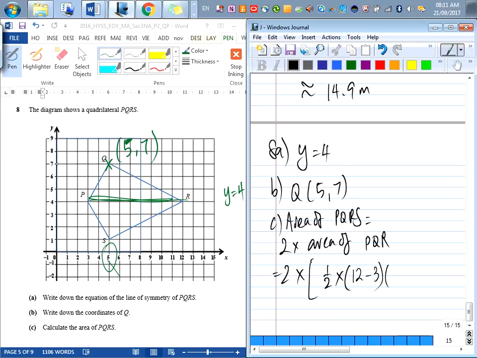Okay, let's calculate. 7 minus 4. Okay, half times base times height. This is the area of one triangle. Then I need to multiply by 2, right? So then this gives me 9 times 3. 36 square units. Or you can write units with a power 2. Okay? Did I make a mistake? 9 times 3. 9 times 3 is 27. 27, sorry.